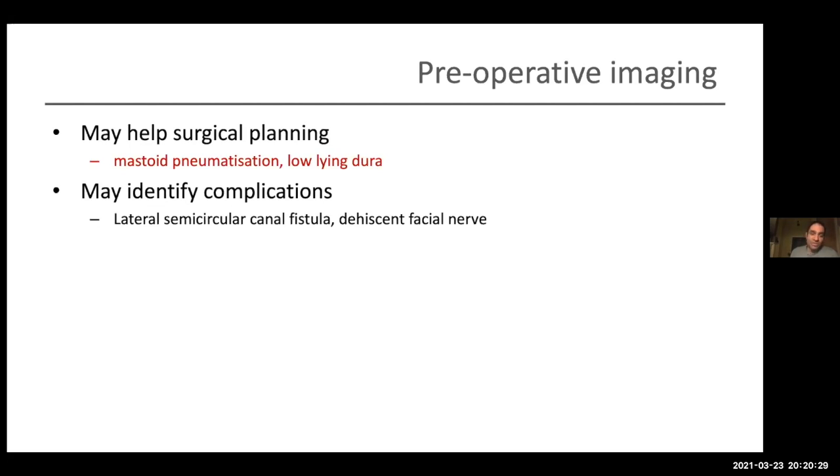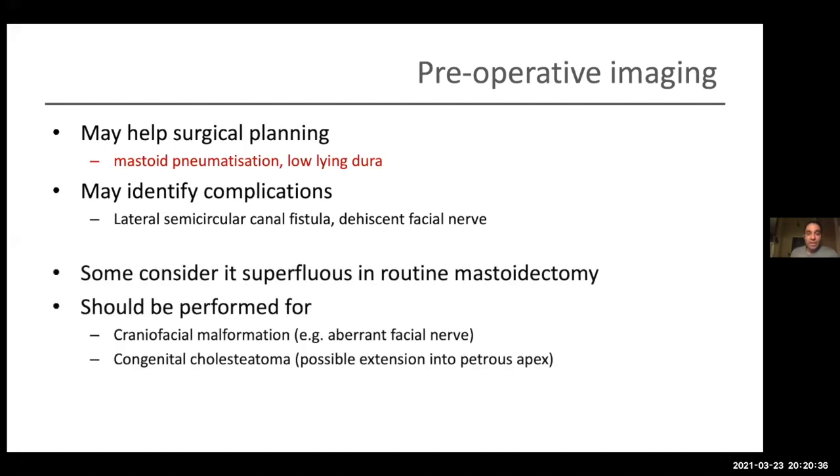So I don't scan until I've already listed the patient for surgery, and then I scan because I think it is helpful. Some do consider it superfluous in routine mastoidectomy, but the reason to scan is for the reasons that I've identified above. And for me, in my view, it's about helping surgical planning, particularly for the mastoid pneumatization. You may say it helps you to identify lateral semicircular canal fistula. I would say assume there's a lateral semicircular canal fistula and warn your patient of a risk of dead ear, regardless of what you're doing.